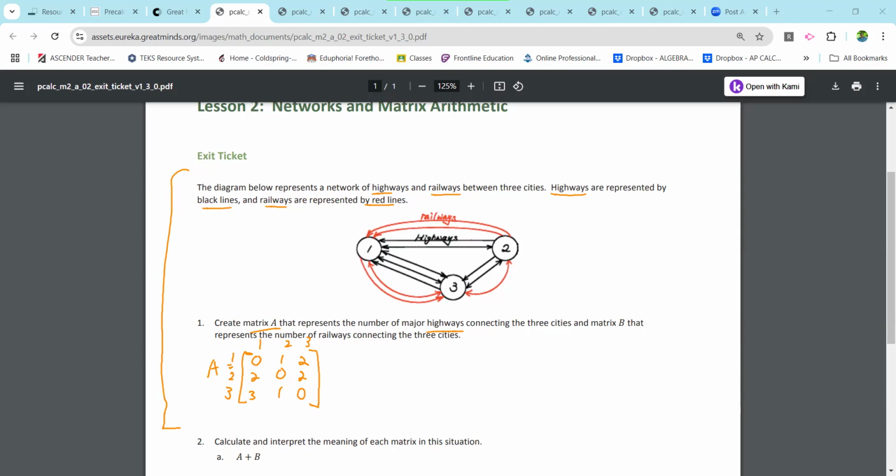All right, this matrix we first discovered is just how many pathways from one city to the next. For this one, it was highways because that's what it told me to do. Matrix B says, now do railroads. Railroads was the red line. So I'm going to build a similar matrix of 3x3 in a similar pattern, but this time only paying attention to the red lines.